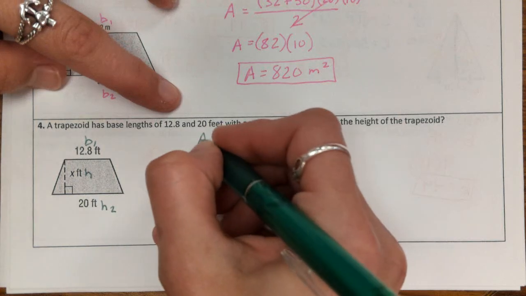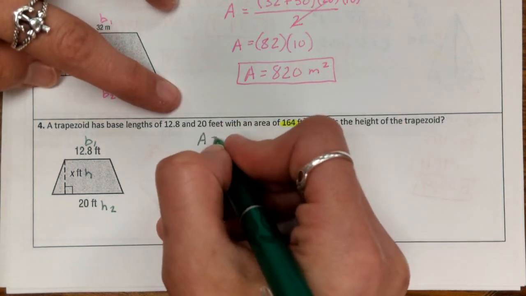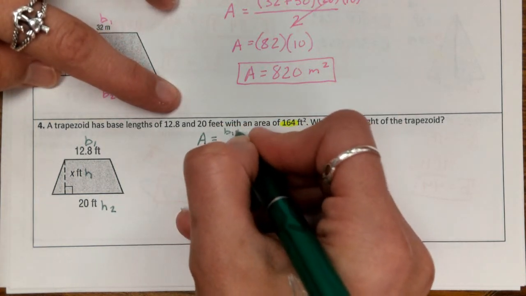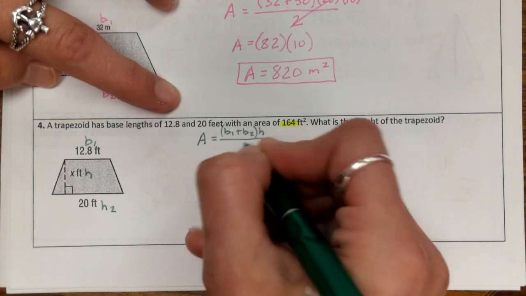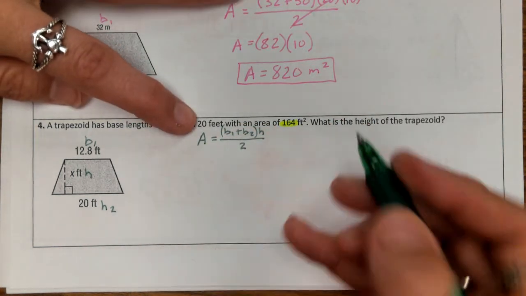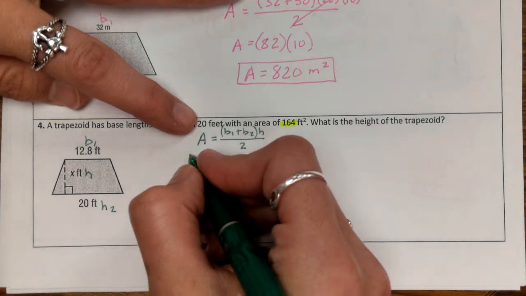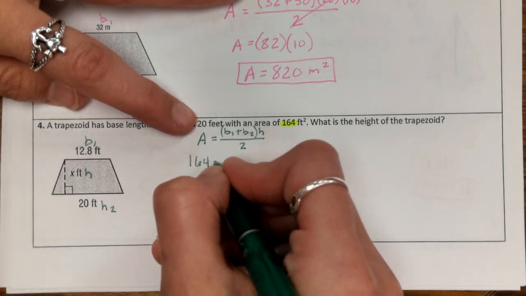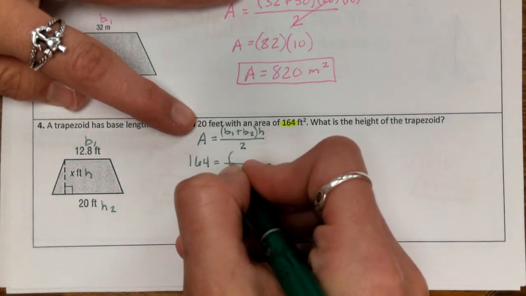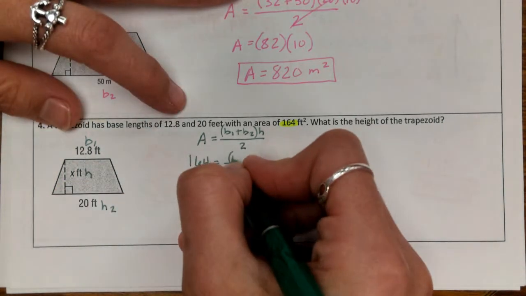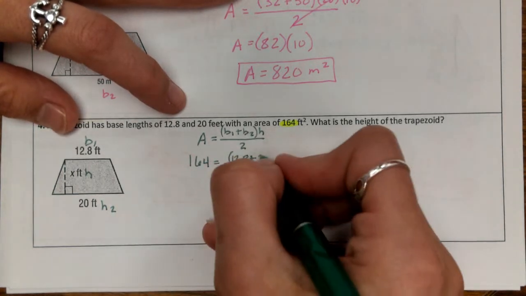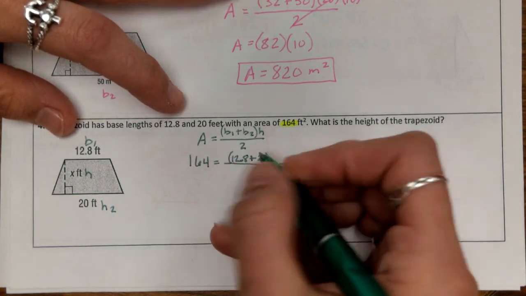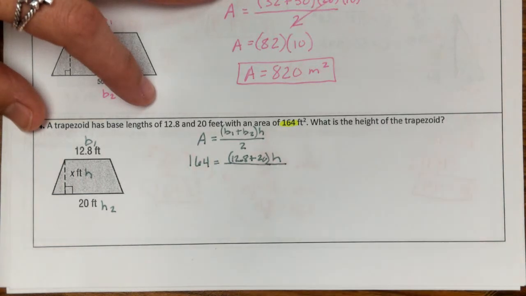So I'm going to go ahead and rewrite the formula just because we're doing something different here. Base 1 plus base 2 times height, all divided by 2. I have my area, okay, so I'm going to plug in 164 for my area. And over here, I have base 1 and base 2, 12.8 plus 20, all times, we don't know the h yet, okay?